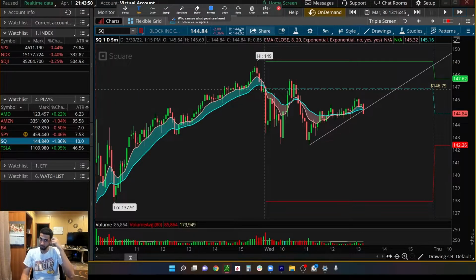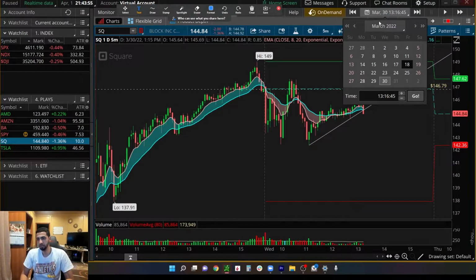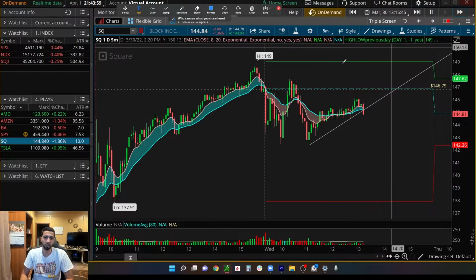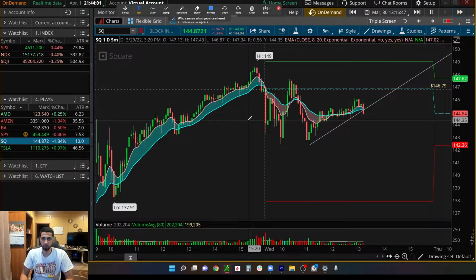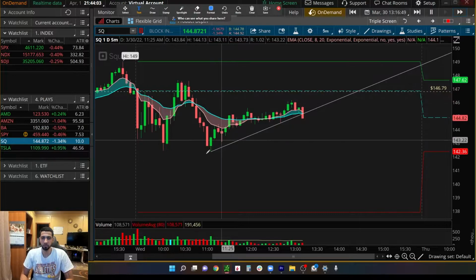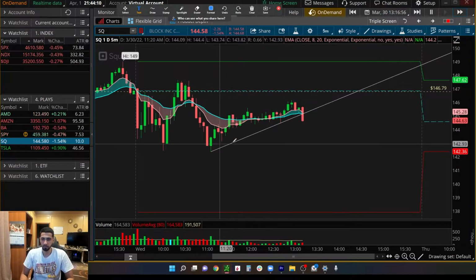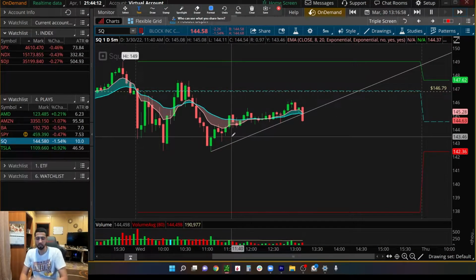Here, for example, I pulled up Square on March 30th, which was on Wednesday. And if we look here at 115, 116, let's see what Square is doing. If we zoom in here on the 5-minute chart, we'll see I connected these two lows, and I call this an ST, by the way, supporting trend line, because it's technically support, it's connecting lows.